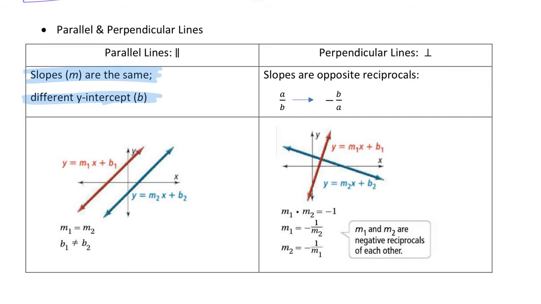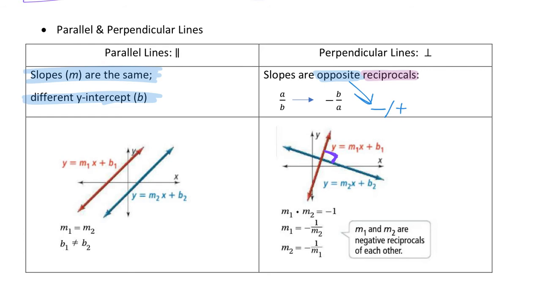Perpendicular lines. What type of angle is formed by perpendicular lines? A right angle, a 90-degree angle, right? So when lines are perpendicular, they will form a right angle. Their slopes will always be what we call opposite reciprocals, okay? In math, what does it mean for two numbers to be opposites? What's the opposite of 5? -5. What's the opposite of -2? 2, right? So opposite means change your sign, right? Positive to negative, negative to positive.